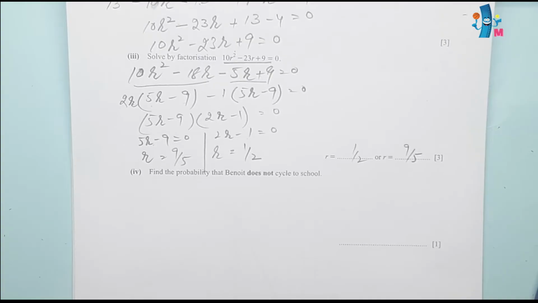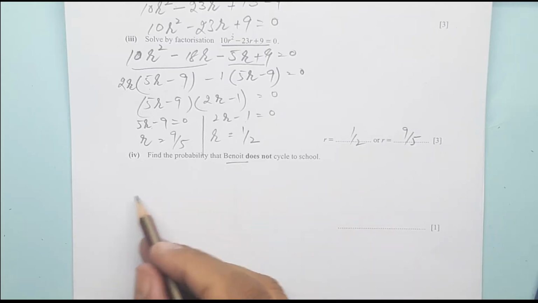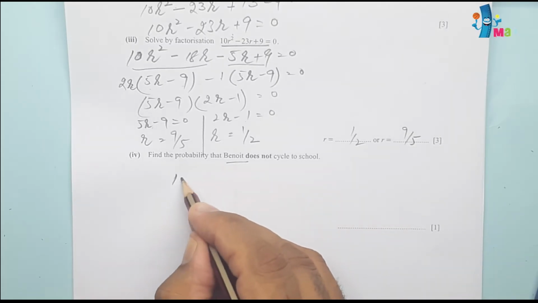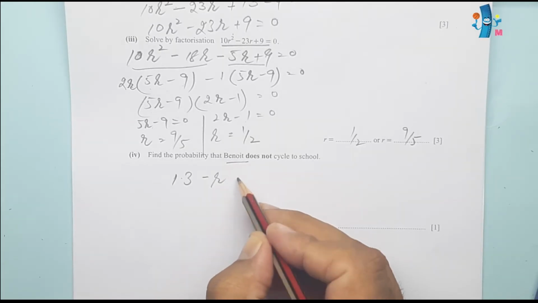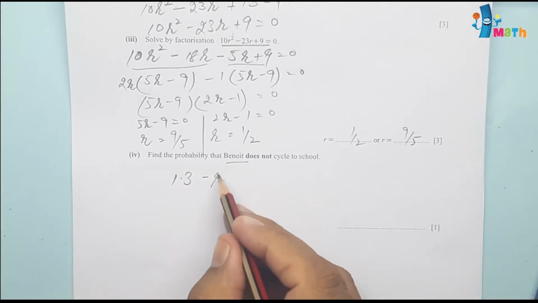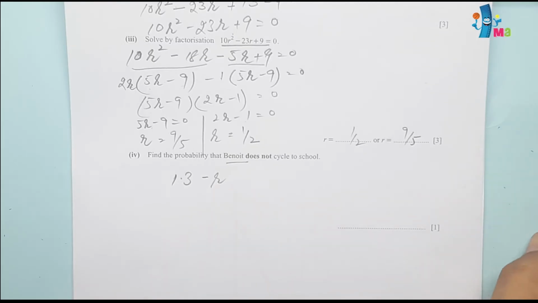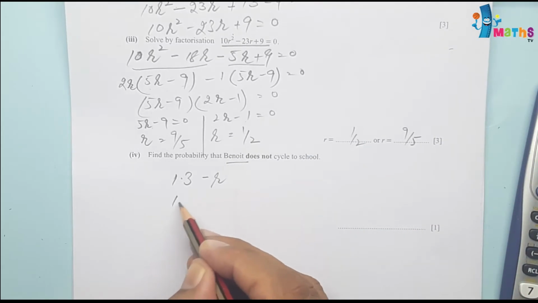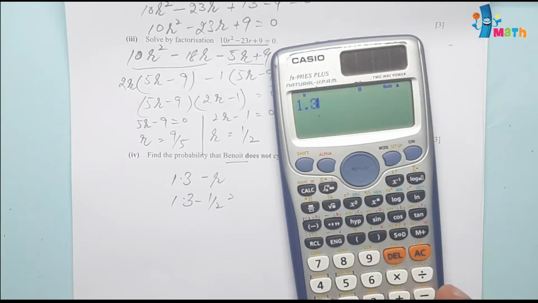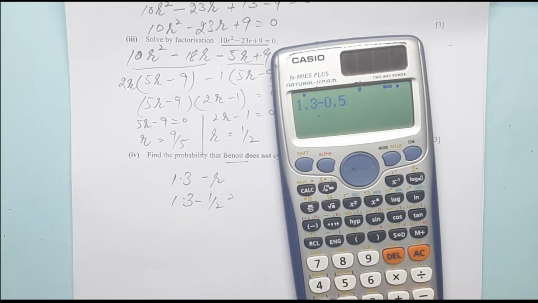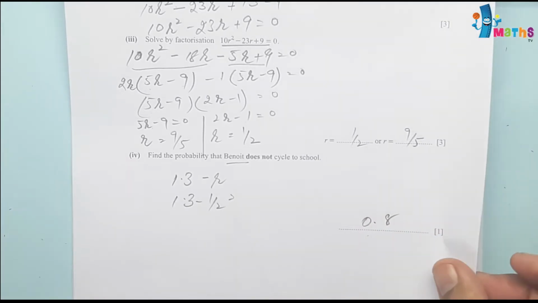And then the last part, find the probability that Benoit does not cycle to school. So we know 1.3 minus r. This is the formula, the given probability. So we'll be replacing r. If we replace 9 by 5, we will get a negative value, so we are taking the positive value and replacing r with 1 by 2. So this will be 1.3 minus 0.5, which is 1 by 2, so it will be 0.8. So our answer will be 0.8.